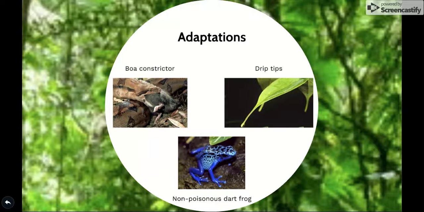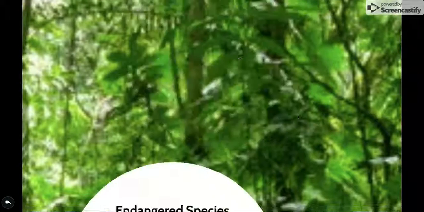Another beneficial trait is bright colors to scare off predators. For example, some species of dart frogs are extremely bright to imitate their poisonous relatives, but aren't actually poisonous or dangerous at all. A third beneficial trait is that the leaves of the rainforest have drip tips. This way, they can handle the heavy rainfall by allowing the raindrops to slide right off the leaves, leaving them unharmed and flourishing.